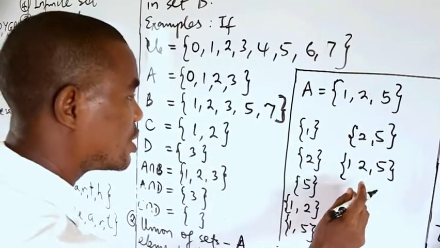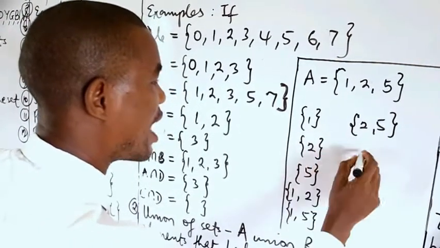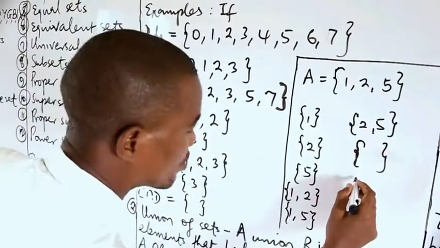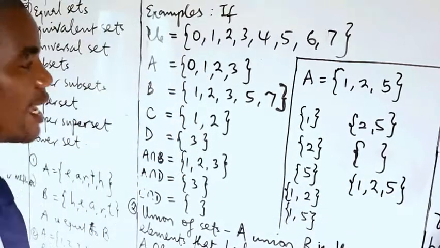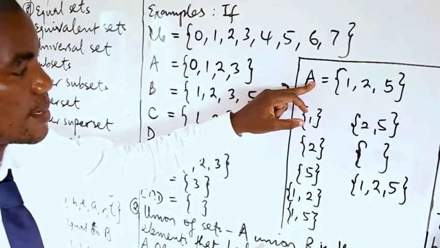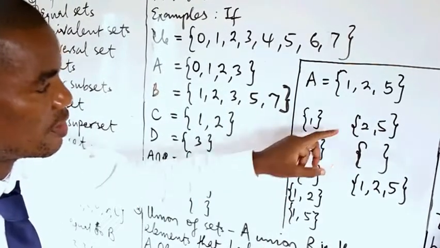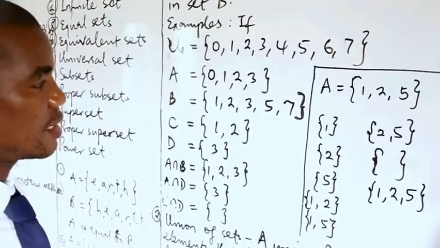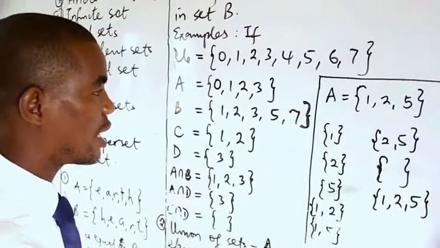We can also derive, let me write one here first, the empty set from it, because every set has an emptiness. Then the last one you can derive from it is 1, 2, and 5. Now these are the different sets that we can derive from this bigger set. You can derive all these: number 1, number 2, number 3, number 4, number 5 set, number 6 set, number 7 set, number 8 set from this bigger set.